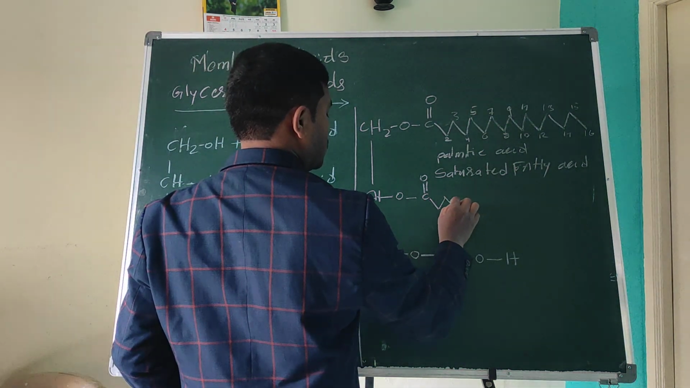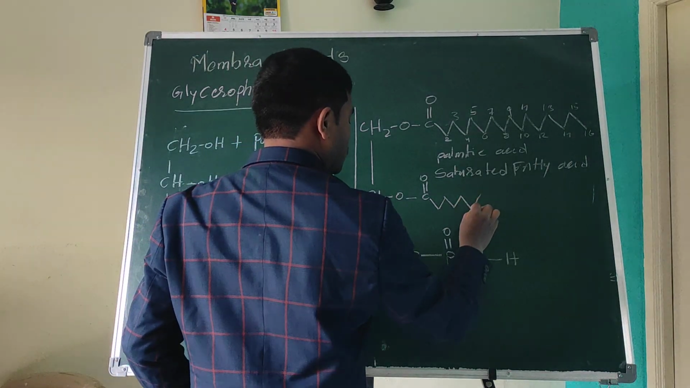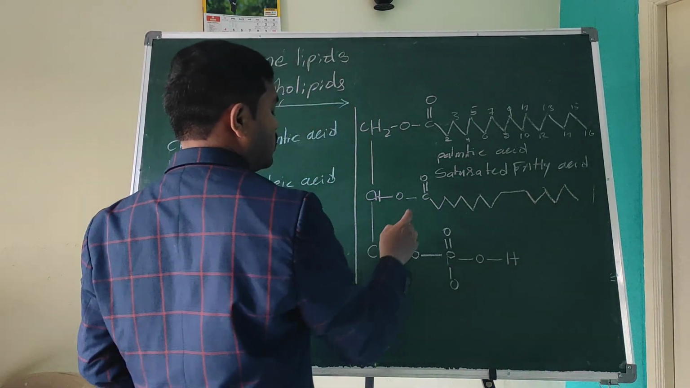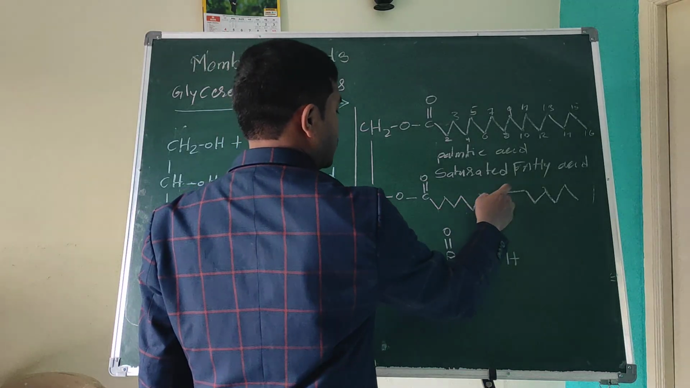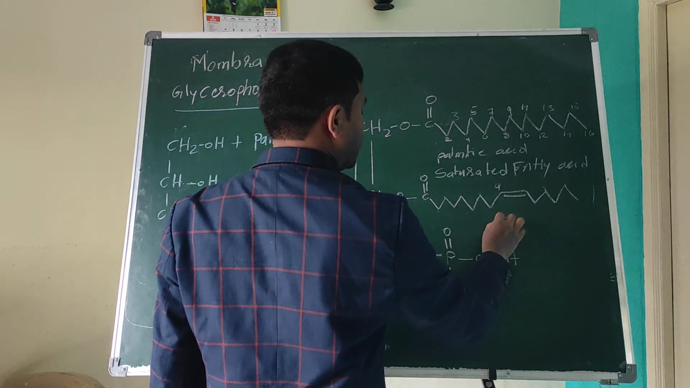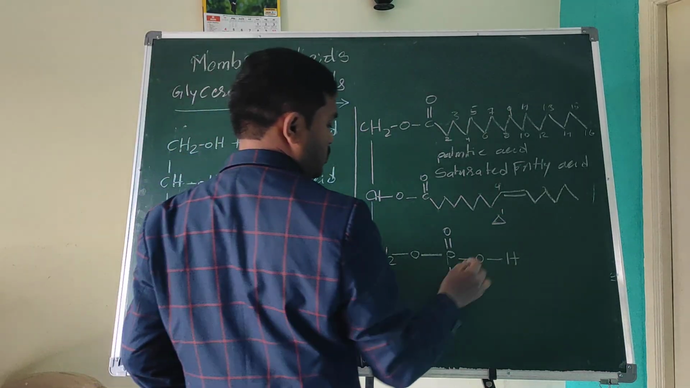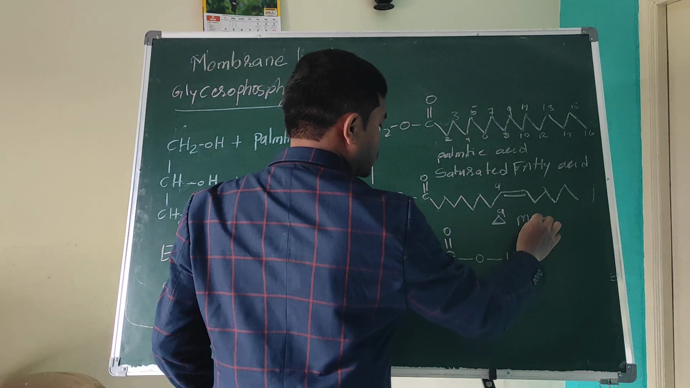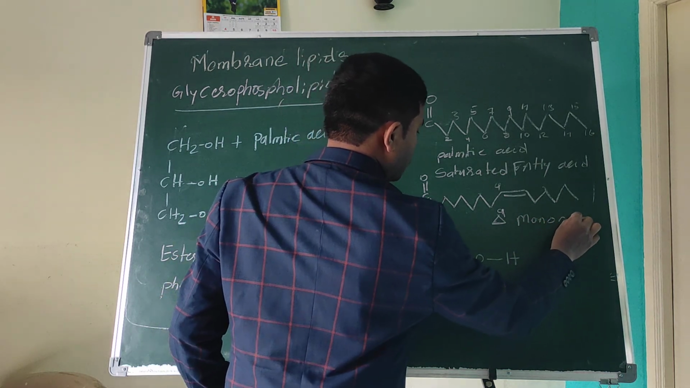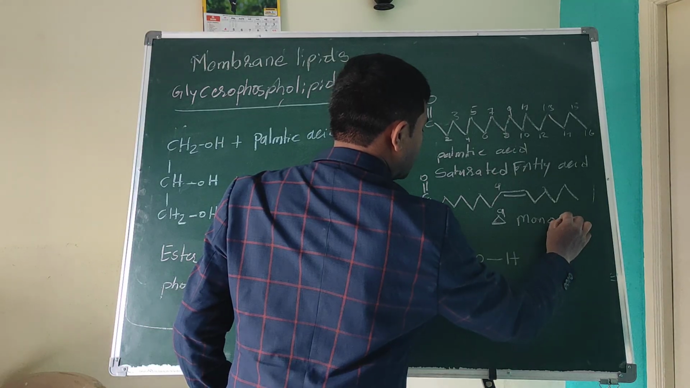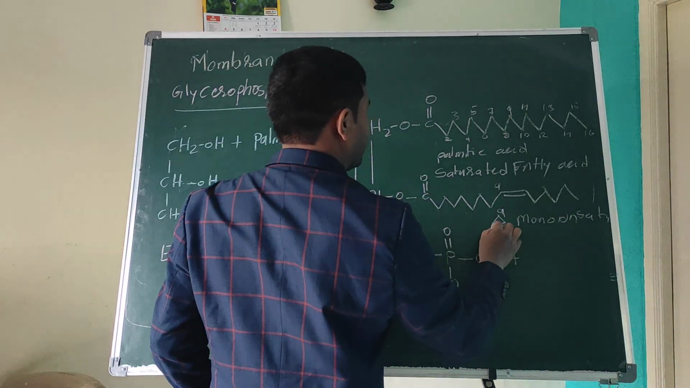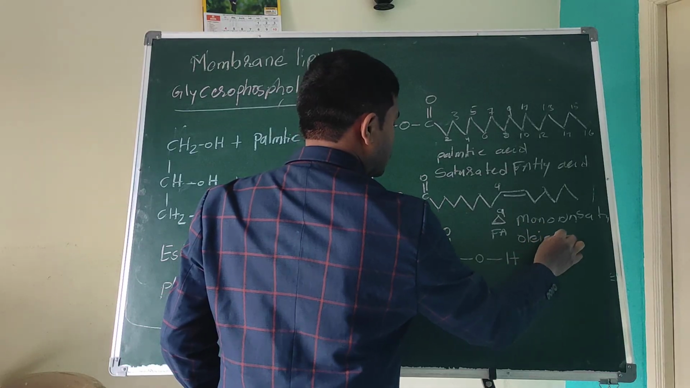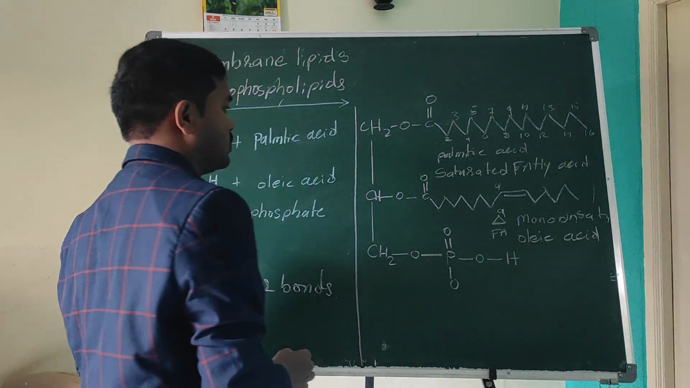Counting one, two, three, up to nine: delta 9. A monounsaturated fatty acid is called oleic acid.